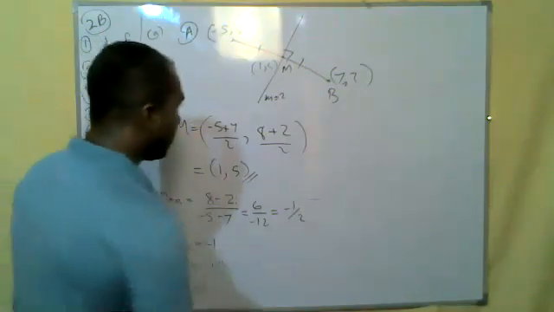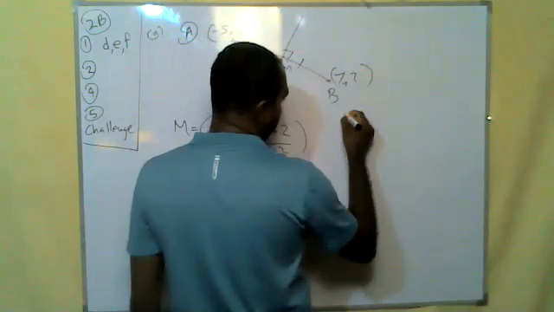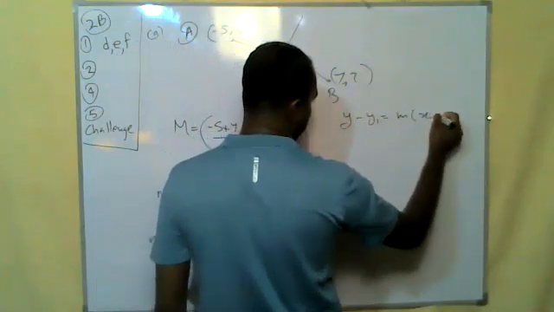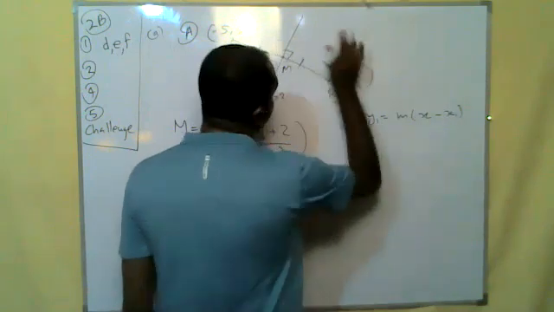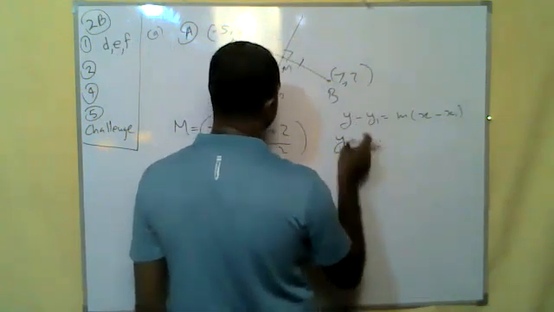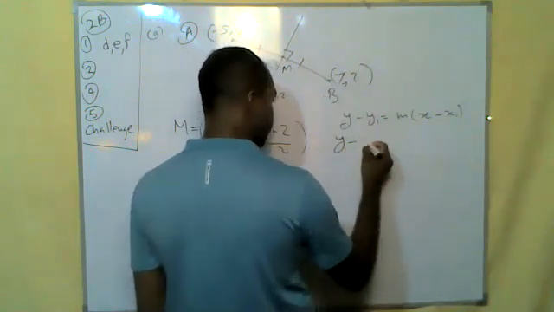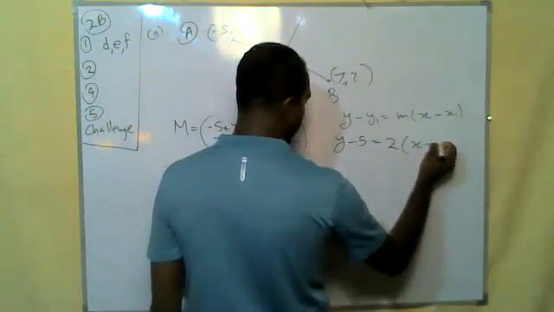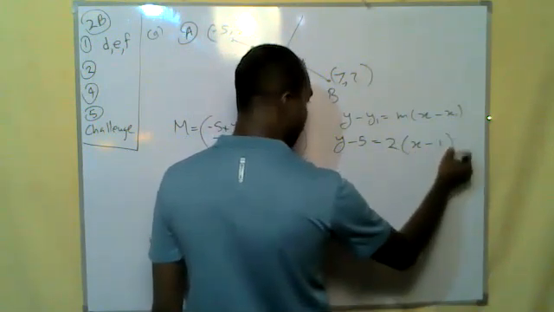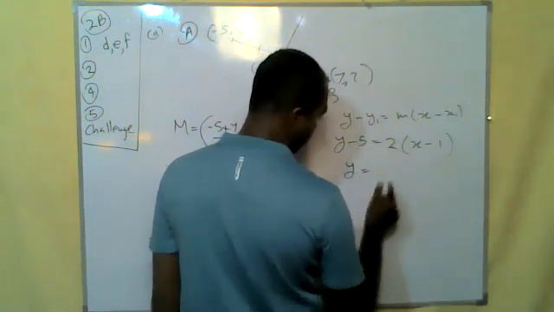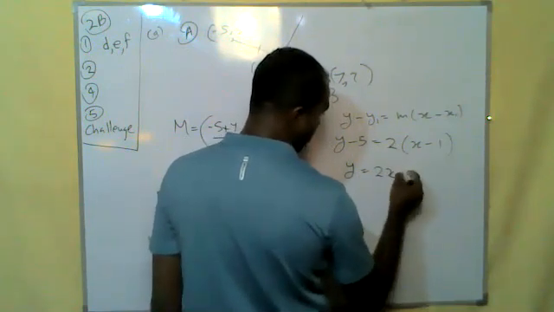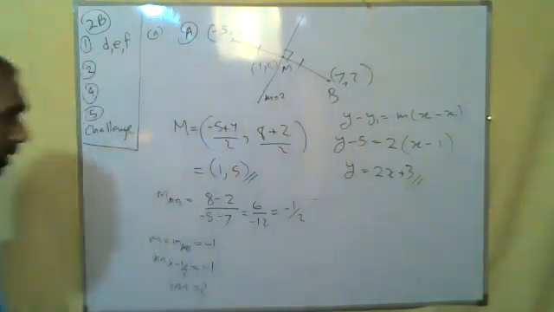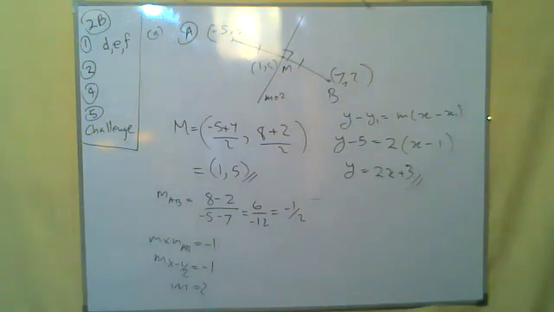So we can have the equation of this perpendicular line using this equation: y minus y1 equals gradient times x minus x1. So y minus, what is this midpoint? 1 comma 5. So y minus 5 equals 2 times x minus 1. If you simplify, this is going to be y equals 2x plus 3. Okay, this will be the equation of the perpendicular line.